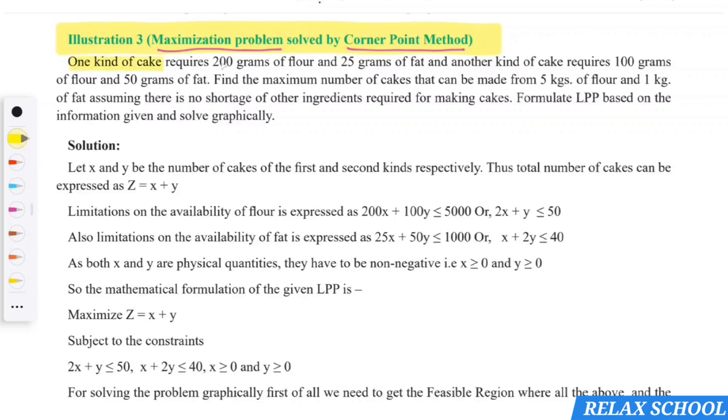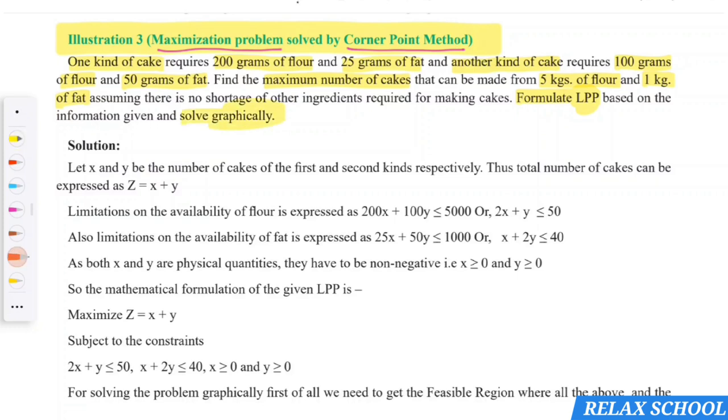One kind of cake requires 200 grams of flour and 25 grams of fat. Another kind of cake requires 100 grams of flour and 50 grams of fat. Find the maximum number of cakes that can be made from 5 kg of flour and 1 kg of fat, assuming that there is no shortage of other ingredients required for making cakes. Formulate the LPP based on the information given and solve graphically.